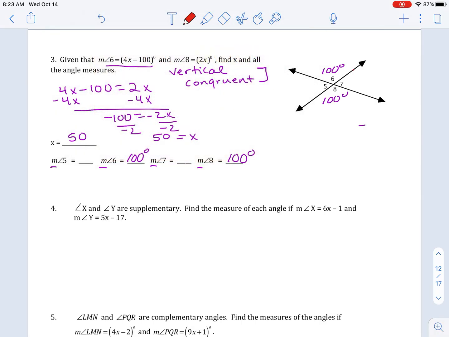Notice that there's a straight line here. There's lots of straight lines. These two angles make a straight line. So what did we learn about straight lines? Angle is 180. So if this is 100, this one here has to be 80. And then if this is 80, angle 5 is across from it. That's your vertical, so this is also 80. That's one way to get all the angles.